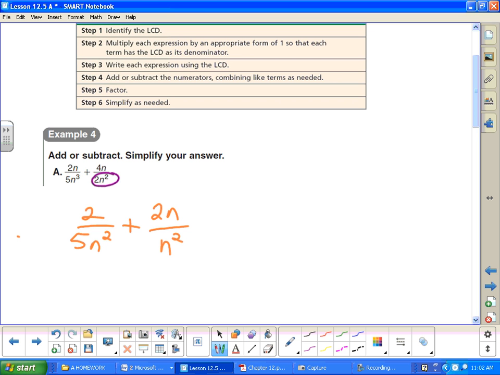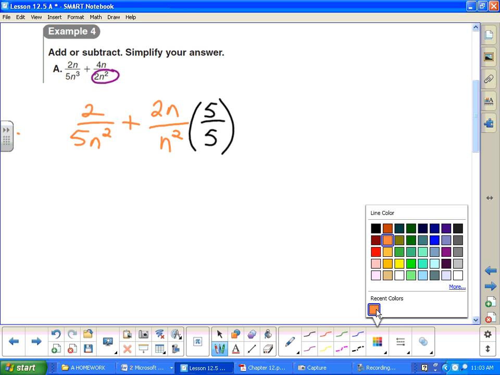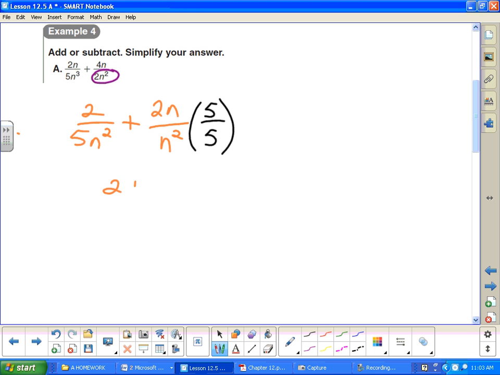Now, look at your two denominators. What do they have the same? What do they have that's different? They both have n squared. The one on the left has a 5, the one on the right doesn't. So I need to multiply the right side by 5 over 5. So I then have a common denominator of 5n squared. So we have 2 plus 10n over my common denominator of 5n squared.